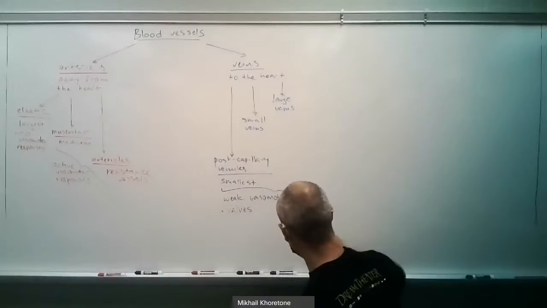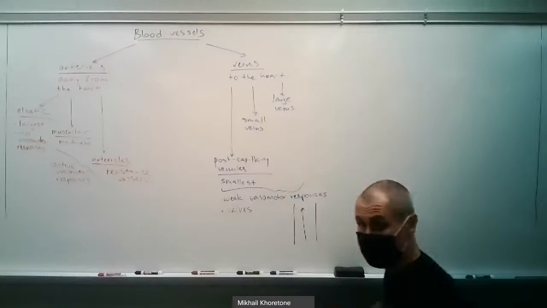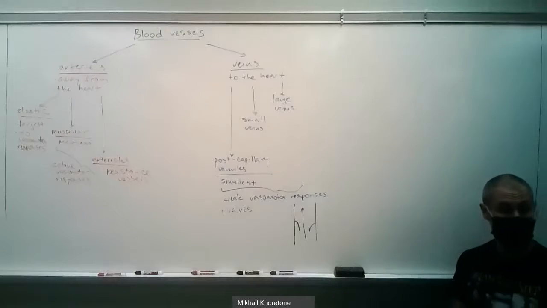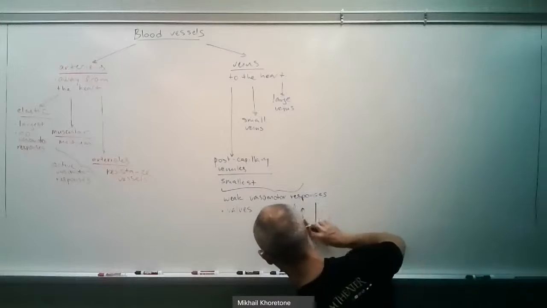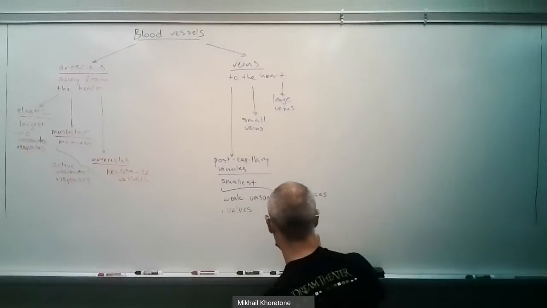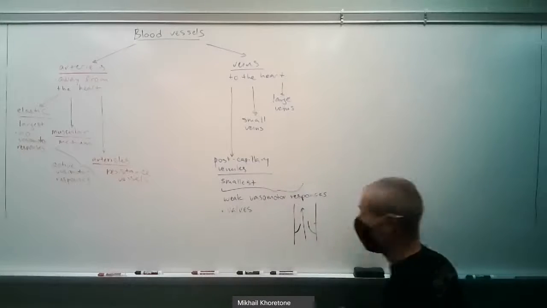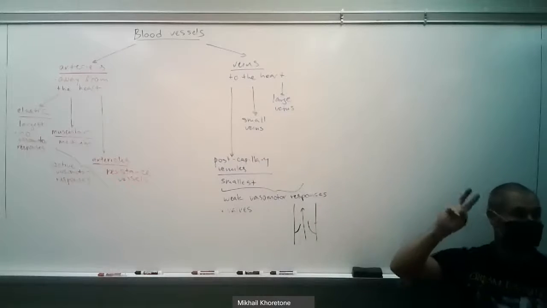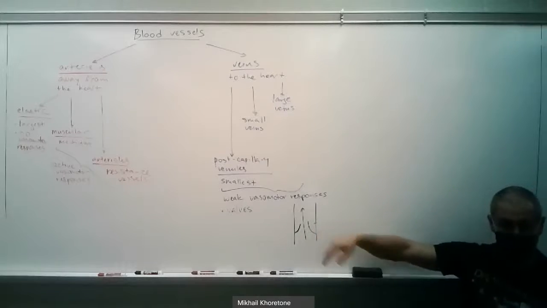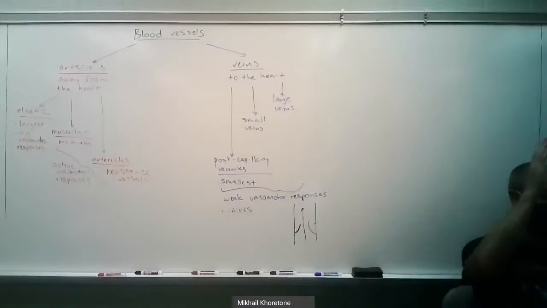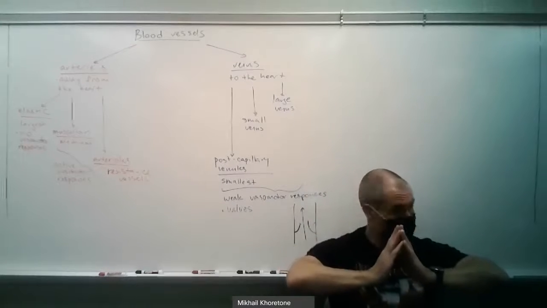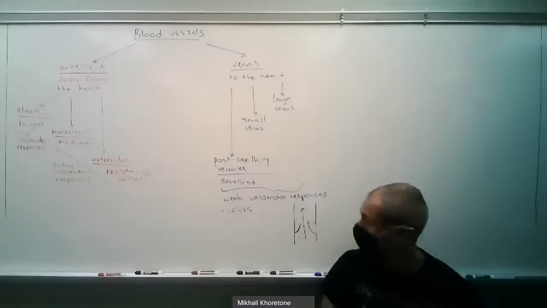So this is a vein. This is the blood flow. Look, this is a valve. No, it's the other way. Like this, right? So blood flow opens the valve, but if blood tries to go back, this is what's going to happen. Does that make sense? That prevents the backflow.